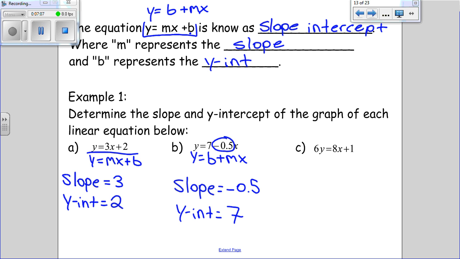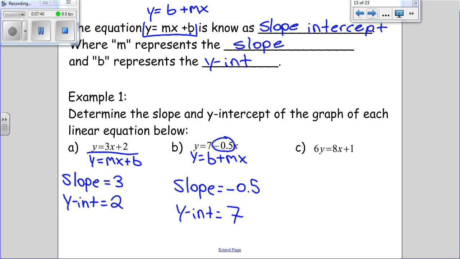Question C. That thing is not in slope-intercept form. Why is C not in slope-intercept form? There's a number in front of the y, right? Look at your formula. There's not supposed to be anything in front of the y. So 8 is not the slope and 1 is not the y-intercept because this is not slope-intercept form. The only way you can read slope and y-intercept is to change it into slope-intercept form.